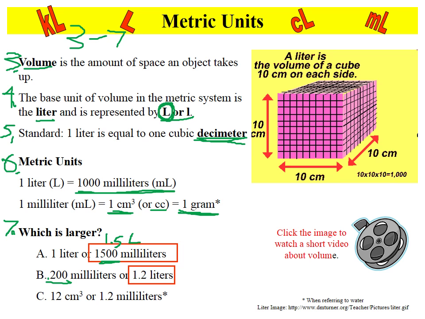And then for part C, between 12 centimeters cubed or 1.2 milliliters, 12 centimeters cubed is going to be the biggest because, as you guys remember, 1 centimeter cubed is equal to about 1 milliliter.